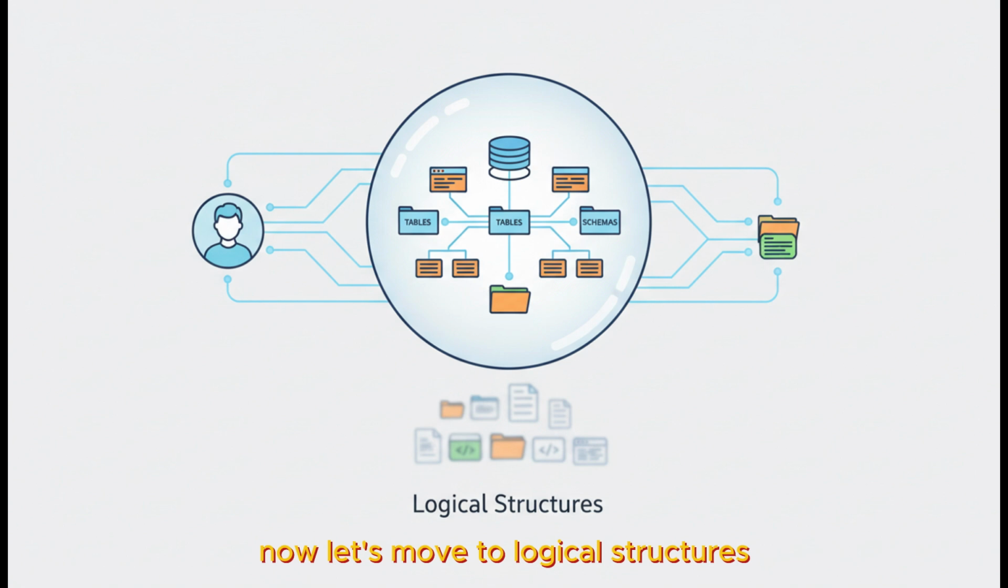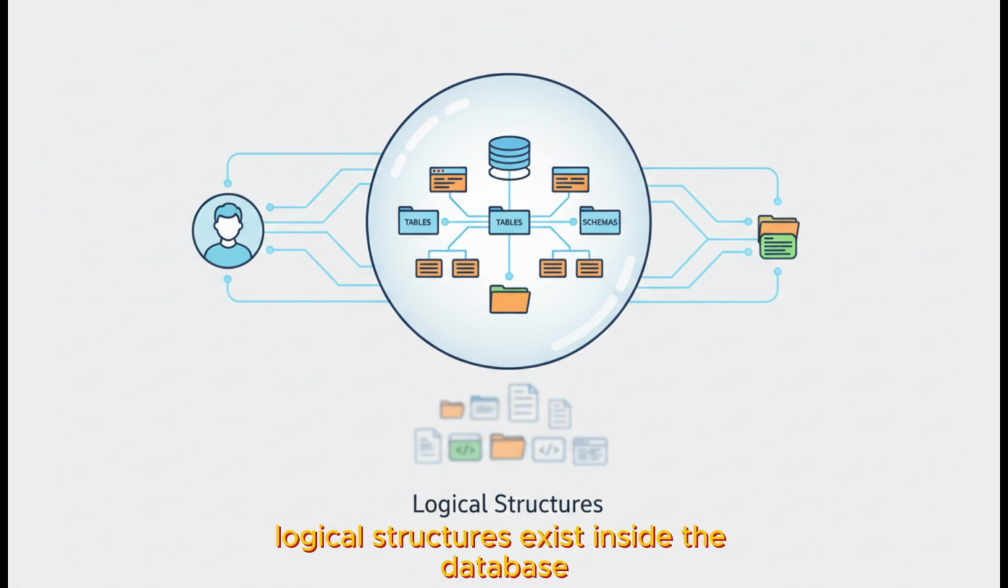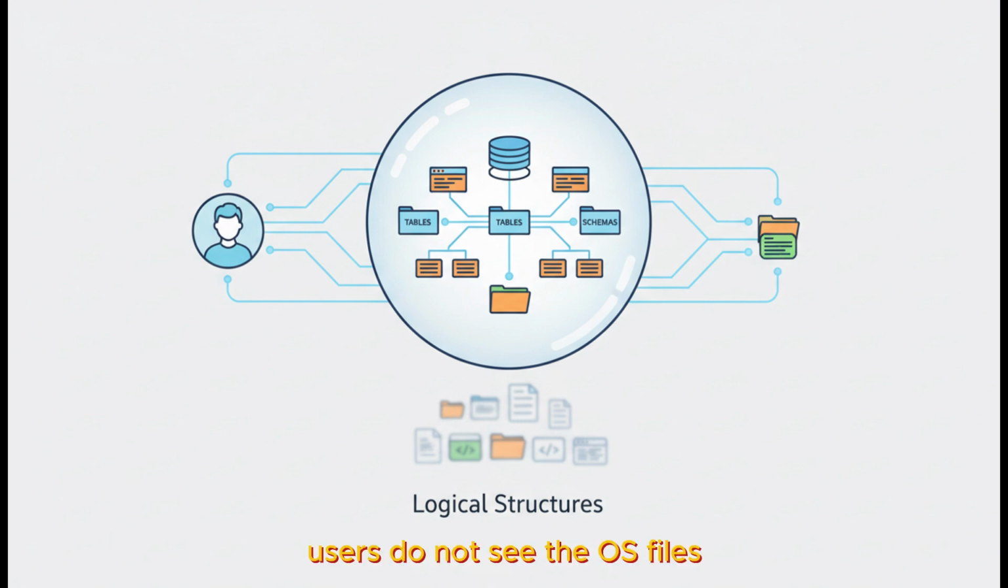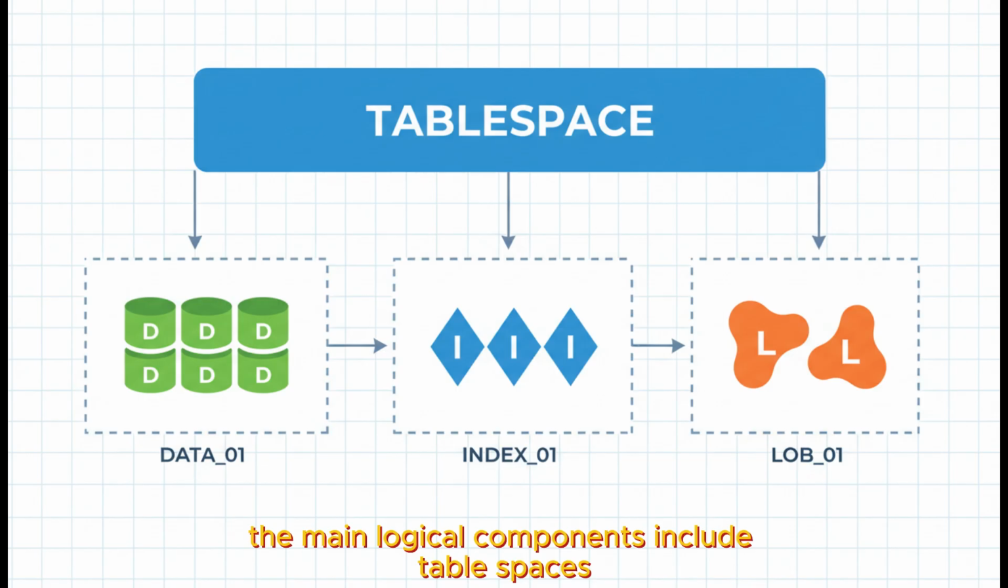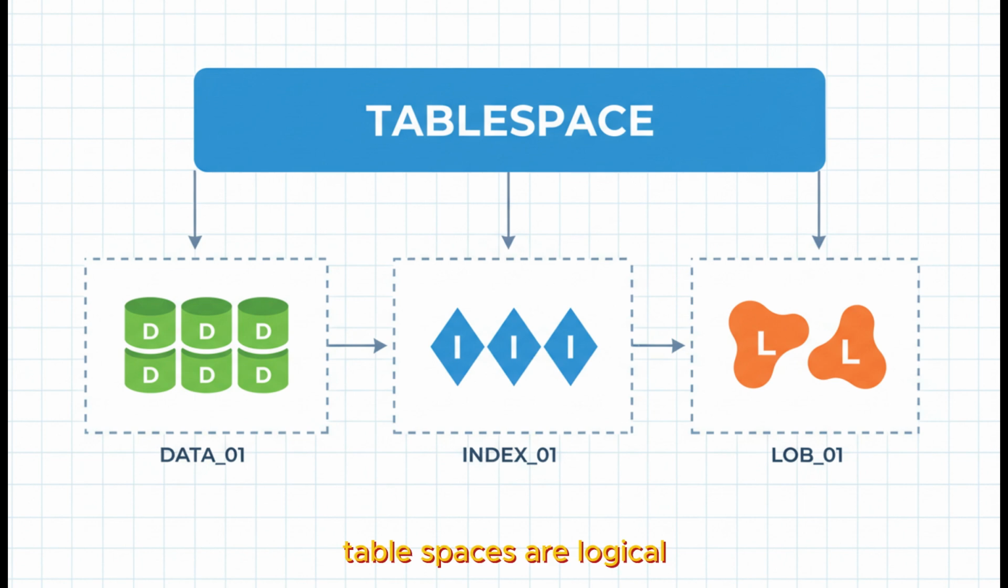Now, let's move to logical structures. Logical structures exist inside the database. Users do not see the OS files. Instead, they interact with logical objects, which Oracle maps to physical files. The main logical components include tablespaces. Tablespaces are logical storage units that group data files.